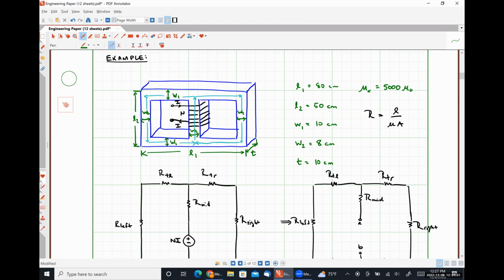Ferromagnetic materials, and we discussed this to some extent on Tuesday, have a permeability that is much, much larger than that of free space. So because the permeability of our core is 5,000 times larger than that of free space, it's pretty safe to assume that this is a ferromagnetic material making up our core. C for core.